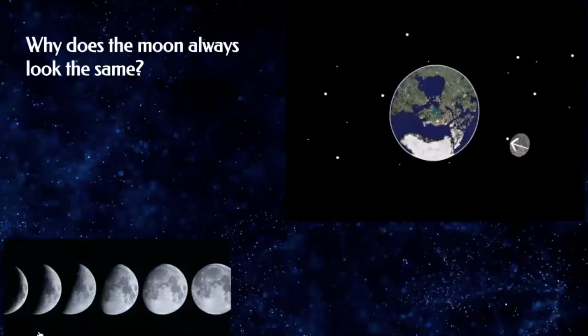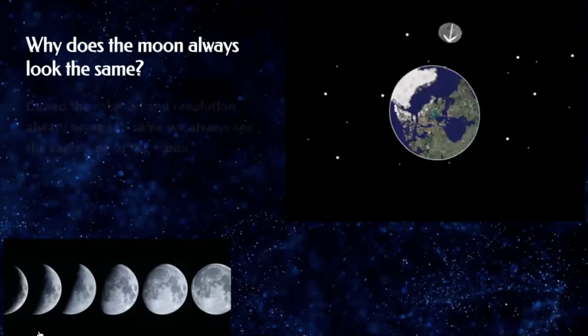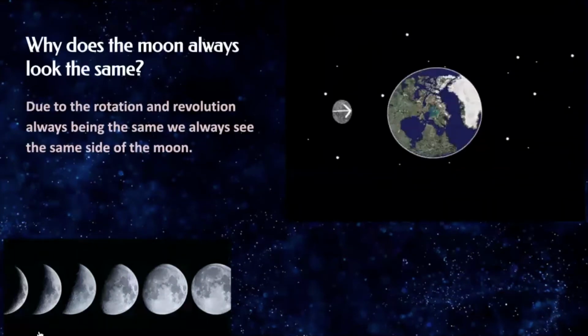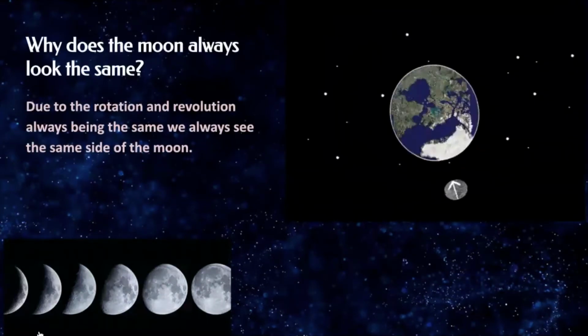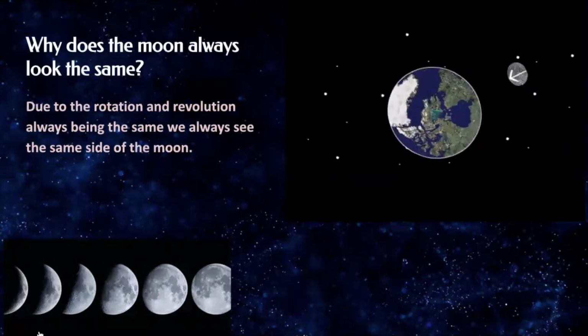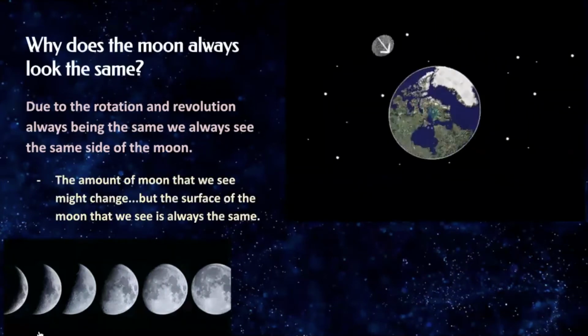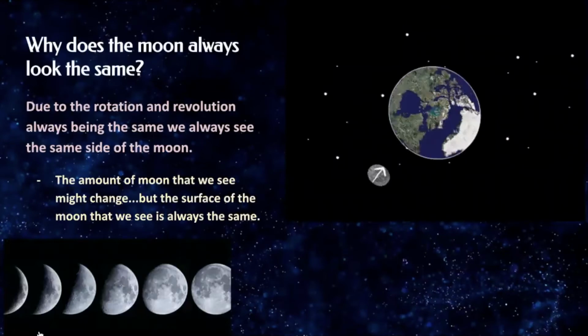So the moon does always look the same. I don't know if you've ever noticed, but due to the rotation and revolution always being the same, we always see the same side of the moon. The amount of the moon that we see might change, but the surface itself always stays the same.